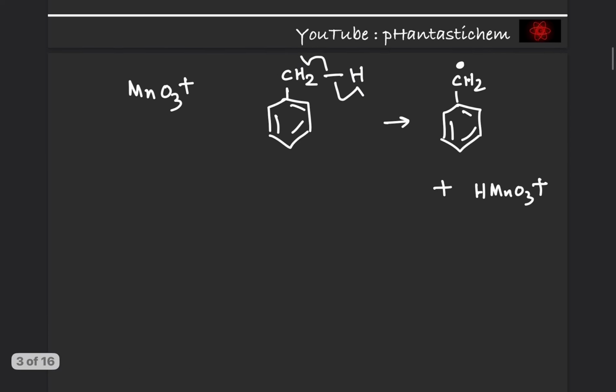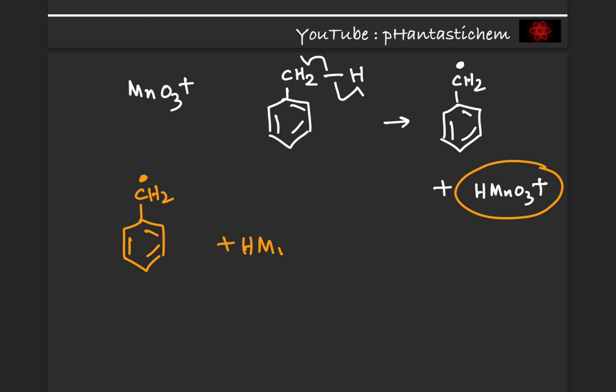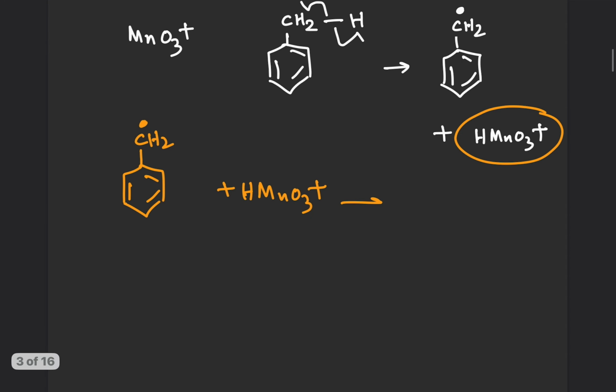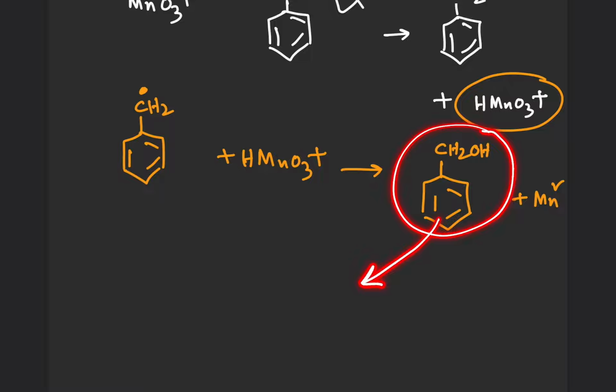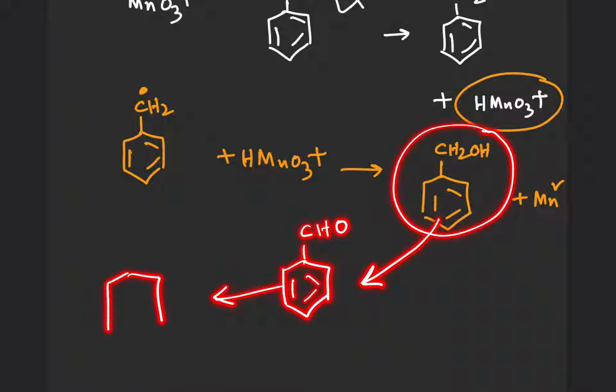And when we get this benzylic free radical, this radical will combine with this HMnO3 and we will get alcohol plus Mn(V) compounds. And this alcohol, since it is under oxidizing conditions, will be oxidized to benzaldehyde, and this benzaldehyde will ultimately be oxidized to benzoic acid. So this is how it happens.